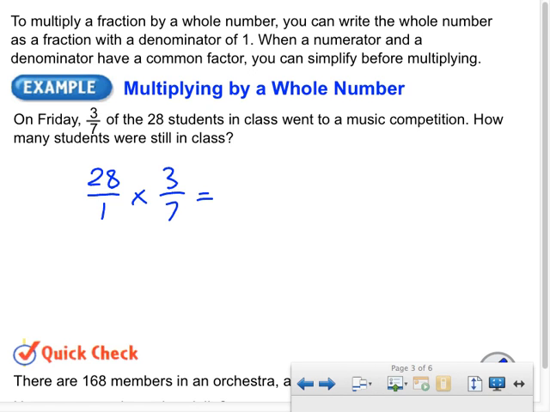So 28 times 3 equals 84, and 7 times 1 is 7. So it would be 84 over 7. When you simplify it, it would be 12. So 28 times 3 was what? 84. And 7 times 1 was 7. And that's simplified to what? 12. But we need to make sure that we label our answers, right? So 12 what? 12 students. 12 students, correct.